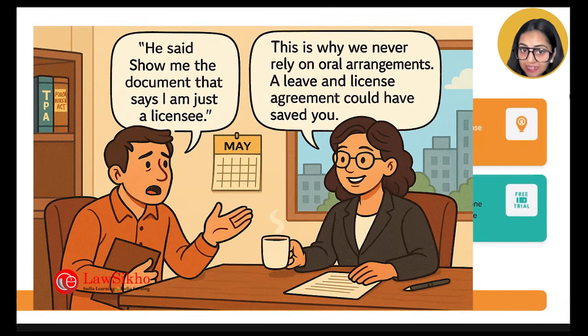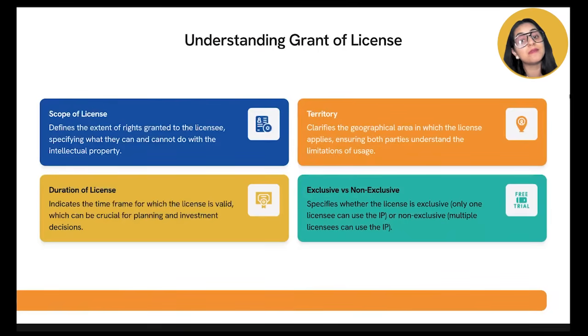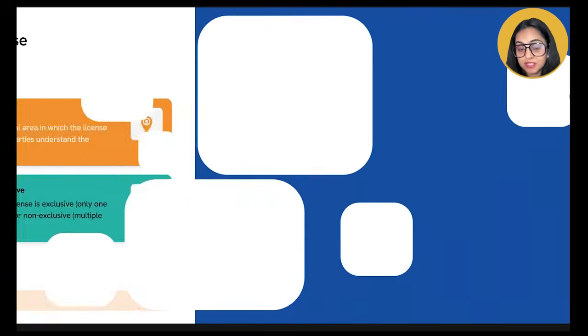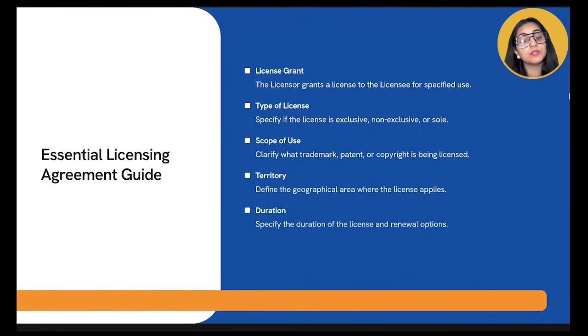This defines exactly what the licensee can do with the IP, where they can do it, and for how long. It is critical to be clear about whether the license is exclusive, non exclusive, or sole, and the territory where the license applies. Now, here you see a simple editable template you can adapt for your own needs. This is a basic template that outlines the essentials. Simply fill in the specifics of your agreement, what is being licensed, the type of license, territory, and the term length. The simple structure ensures clarity from the start.